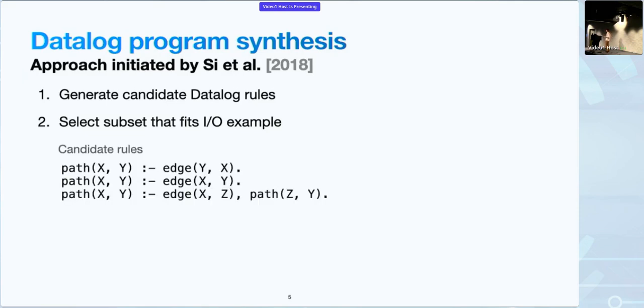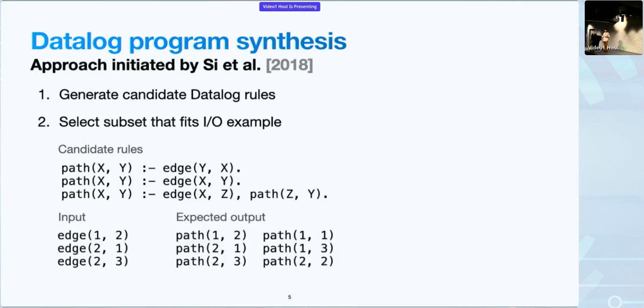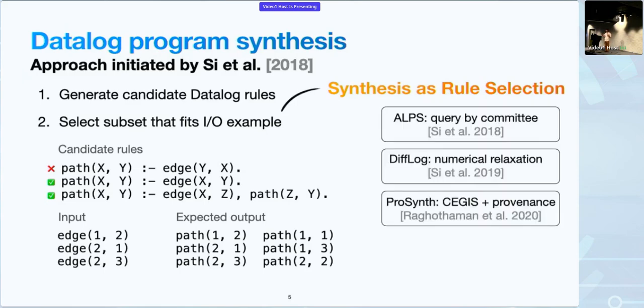For instance, say we want to synthesize graph transitive closure, everybody's favorite Datalog program. Maybe we generate these candidate rules here. We have some input graph, some expected output. And then given this input and output, we can say we need to reject the first rule and accept the second two. This second phase of the problem, the rule selection, has become known as synthesis as rule selection, and it's been studied as a problem in its own right. There's been a line of work using different techniques trying to solve this second part. And our work is the next step in this progression.